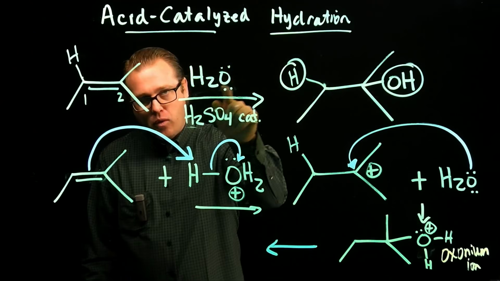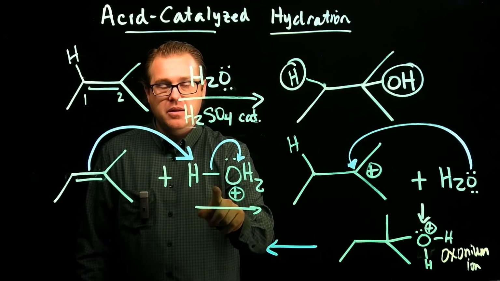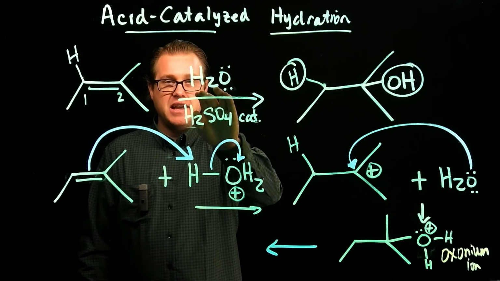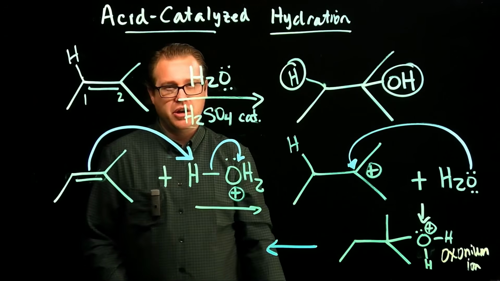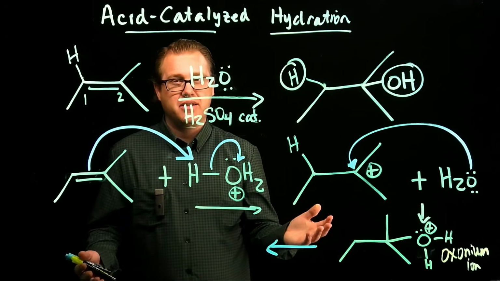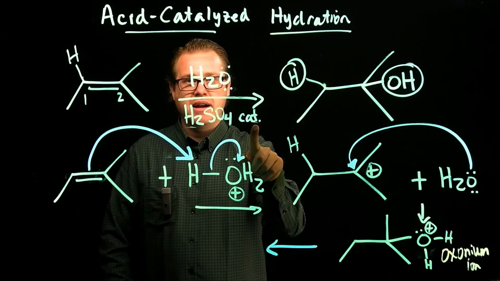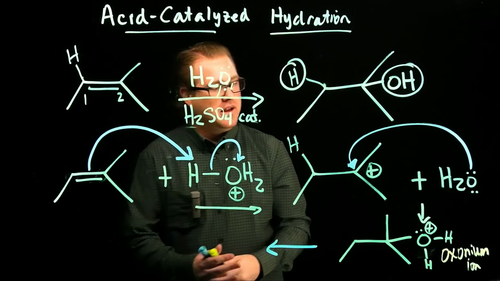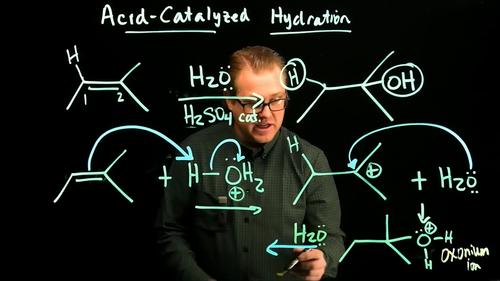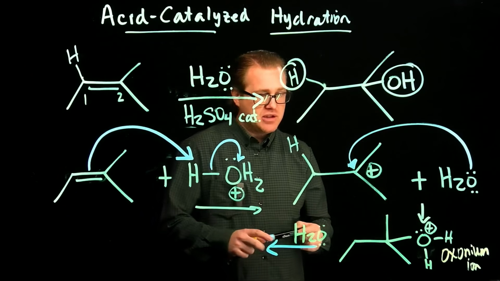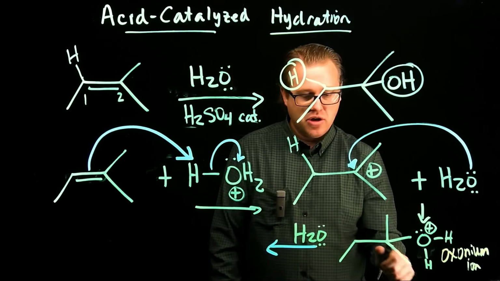Not all of the water is going to be converted into hydronium because there's a large excess of water and a catalytic amount of sulfuric acid. When you have a catalyst, you usually don't have a lot of it. You don't need a lot of it because a catalyst is never consumed in a reaction. It's regenerated. So we have a lot of water just hanging around, and we're going to use that water as a base now to make this oxonium ion neutral.